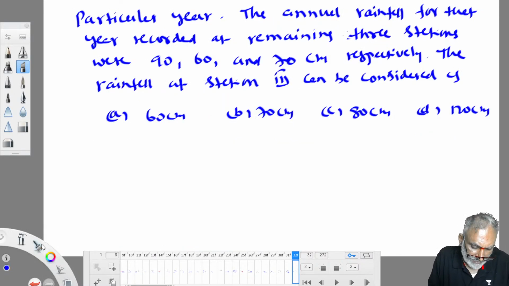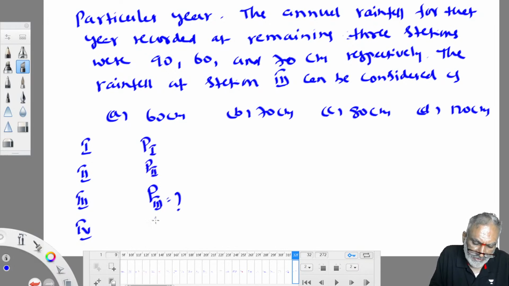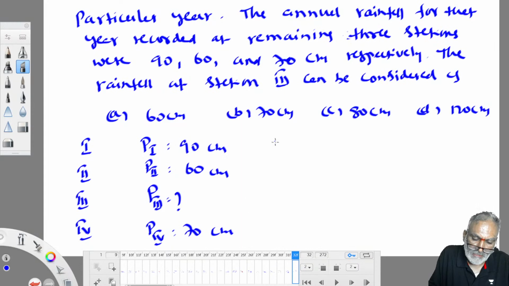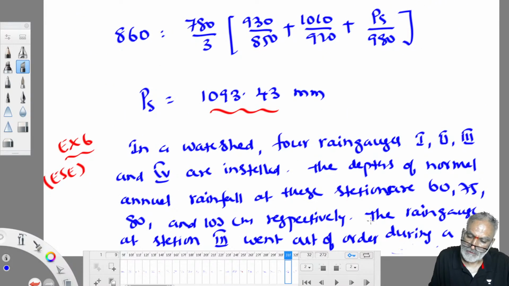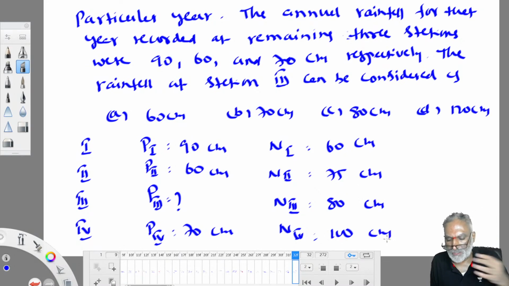So what is given? There are 4 rain gauge stations, 1, 2, 3, 4. Station 3 was inoperative. Remaining 3 stations are working. So P3 was missing, whereas P1, P2 and P4 are given. P1, P2, P4 are 90, 60 and 70 centimeter respectively. And normal annual rainfall for all these stations, N1, N2, N3 and N4, is also given to you: 60, 75, 80 and 100 centimeter respectively. What is the missing rainfall data at station 3? Come on, work it out. Comfortably you can manage without calculator.